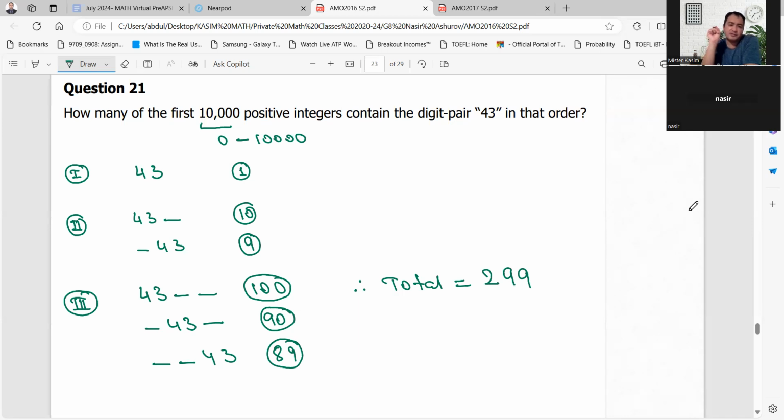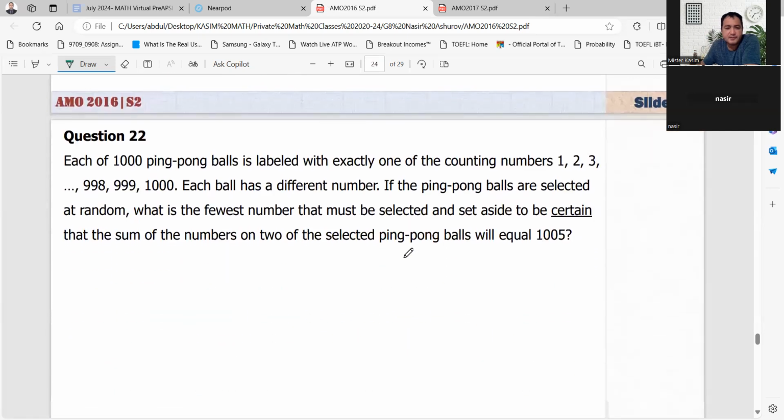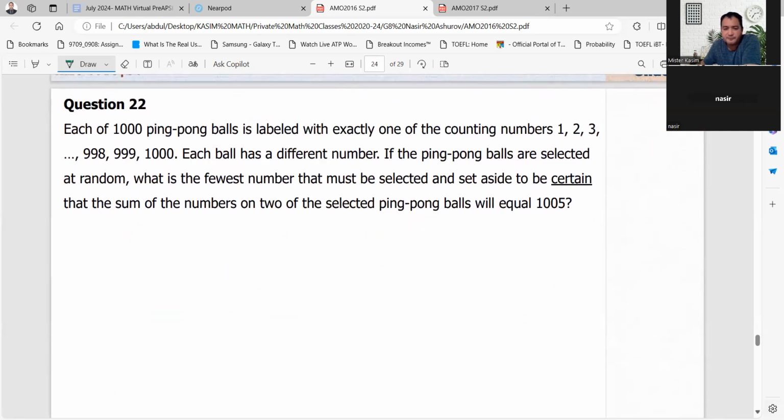How many of the first 10,000 positive integers contain the digit pair 4, 4? Okay, you can try. Okay, homework, and let's see what you get. Next question. Read question 22.